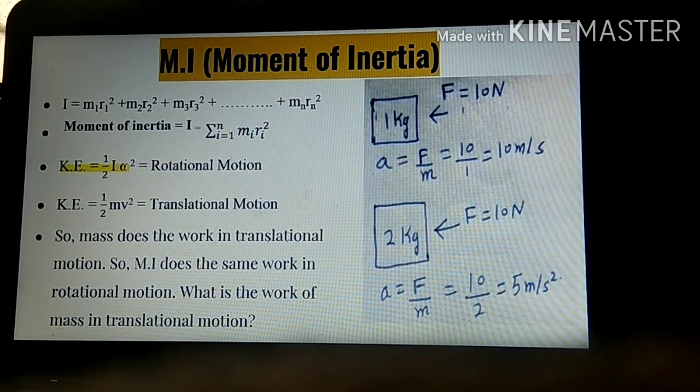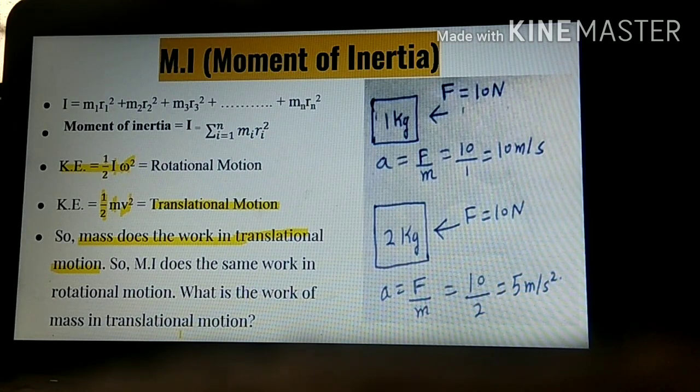Kinetic energy, we have just now seen, for rotational motion is half I omega square. Similarly, the formula for kinetic energy for translational motion is half m v square. So we can see that half and half is common in both kinetic energy, rotational as well as translational. In translational motion, v denotes linear velocity, whereas omega denotes angular velocity. So whatever work mass is doing in translational motion, similarly I, or moment of inertia, is doing the same work in rotational motion.